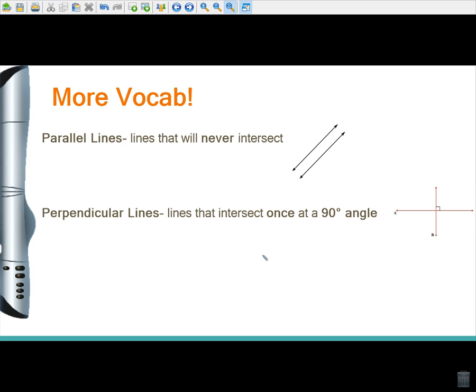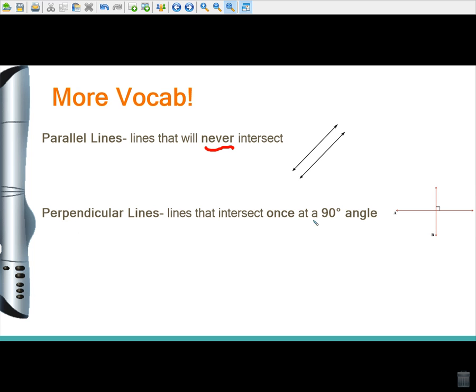Parallel lines. Okay, parallel lines are lines that will never intersect, never in a million years. These are going to extend on for infinity, forever and ever. And as you can see, these will never intersect. That is because they are what we call parallel. Anytime we have parallel lines, those lines do not intersect each other.